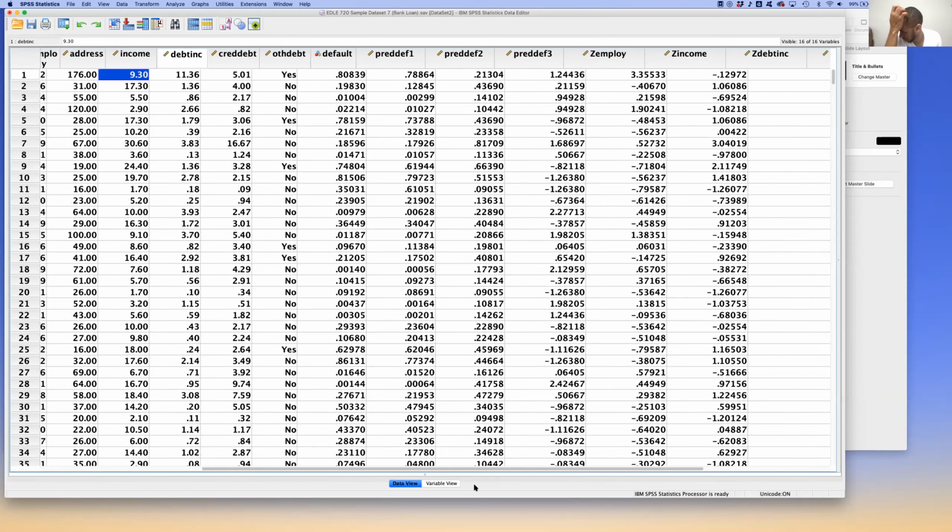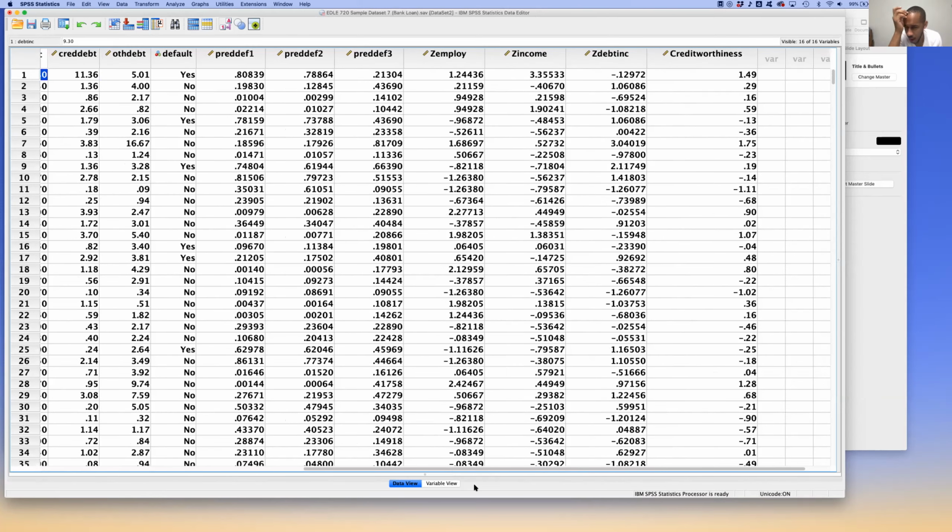Hey, Dr. Munn. Yes, sir. I did all of that and got all of that, but then my creditworthiness score is different than yours. Okay. What did you get for creditworthiness for the first one? 4.56. Ooh. Okay. So your Z scores, all these are the same? Yeah, all of them are the same. 1.24. I have what he has as well.